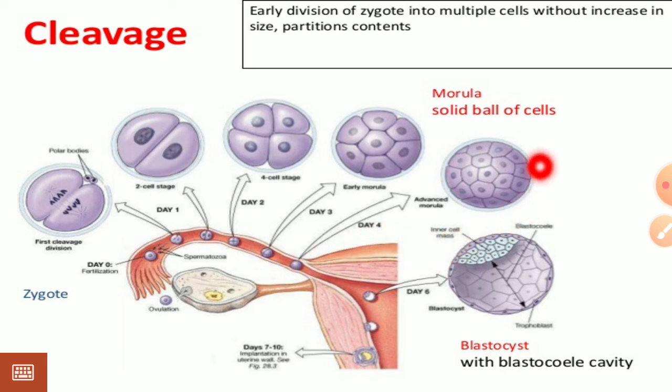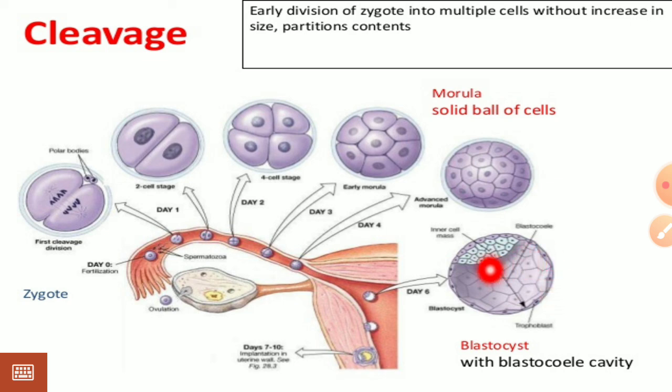After the fifth day, they change into the blastula. The blastula contains a fluid-filled cavity, the blastocoel, and the inner cell mass, and the outer single layer of cells is known as the trophoblast cells.